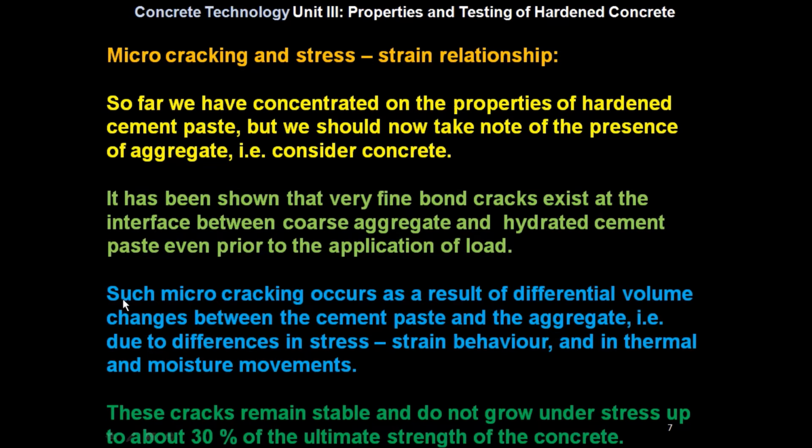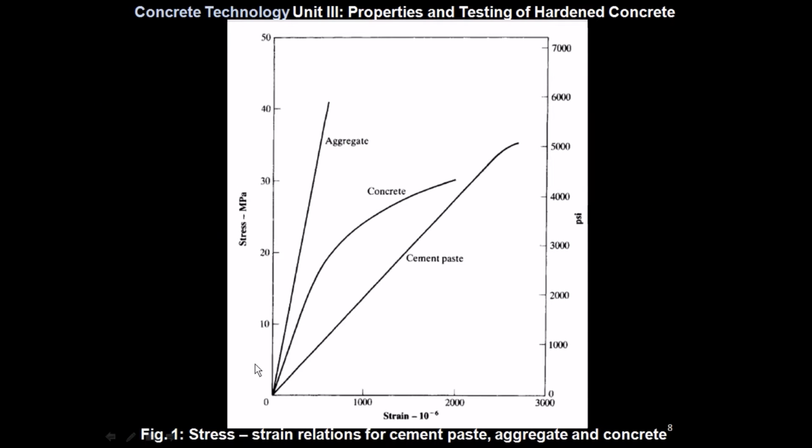Such microcracking occurs as a result of differential volume changes between the cement paste and the aggregate, that is, due to differences in stress-strain behavior and in thermal and moisture movements. These cracks remain stable and do not grow under stress up to about 30% of the ultimate strength of the concrete. So here in figure 1 we can see stress-strain relations for cement paste, aggregate and the concrete.